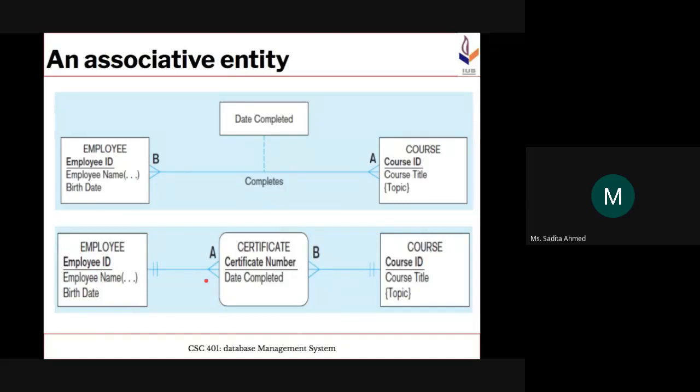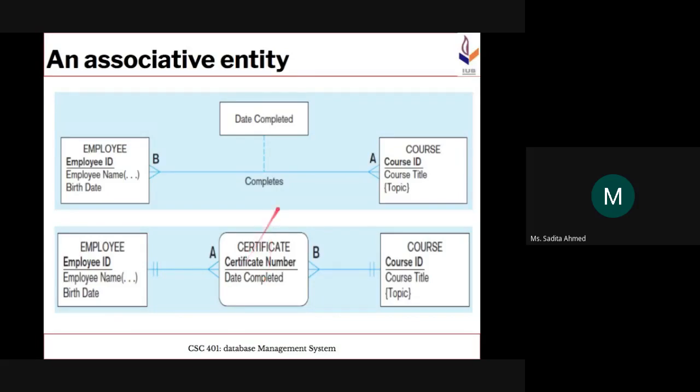Here, an employee instance will have multiple occurrences in the certificate table. That is, an employee instance may be associated with multiple certificate instances. However, a single certificate instance will be associated with exactly one employee. And it makes sense, right? A certificate will be given only when an employee completes a course, so exactly for one employee.